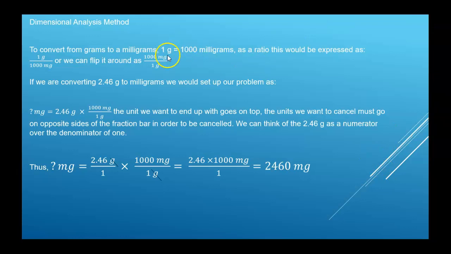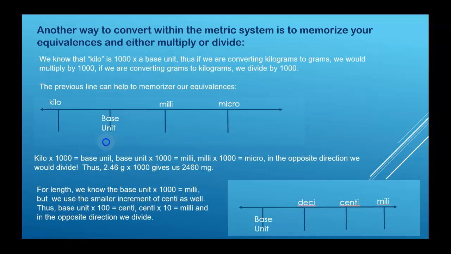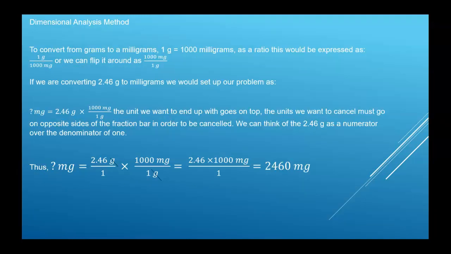So we know that 1 gram, if you look back at the number line, would equal, from gram to milligram, you would multiply by 1,000. So 1 gram equals 1,000 milligrams, which is stated right here. 1 gram is 1,000 milligrams. So you can write that as a ratio. There's 1 gram to every 1,000 milligrams, or you can even write it upside down to state there's 1,000 milligrams to 1 gram. So you can use the ratio either way, depending on what you're converting from and what you're converting to.